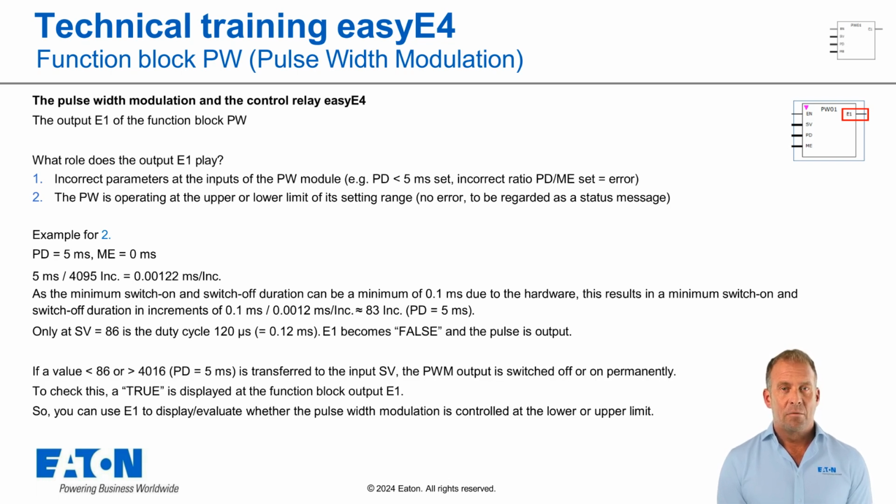Only at SV equal to 86 is the duty cycle 120 microseconds, corresponding to 0.12 milliseconds, then E1 becomes false and the pulse is output. The same applies to the minimum switch-off time from the upper end of the setting range.